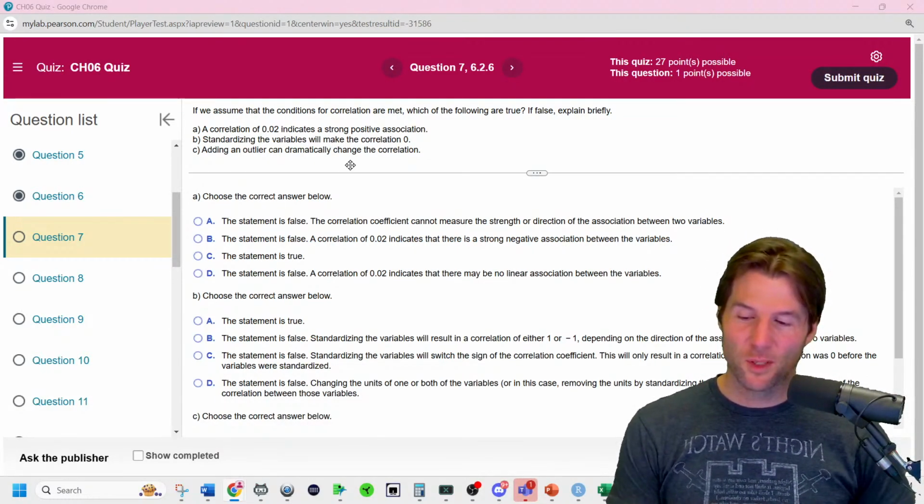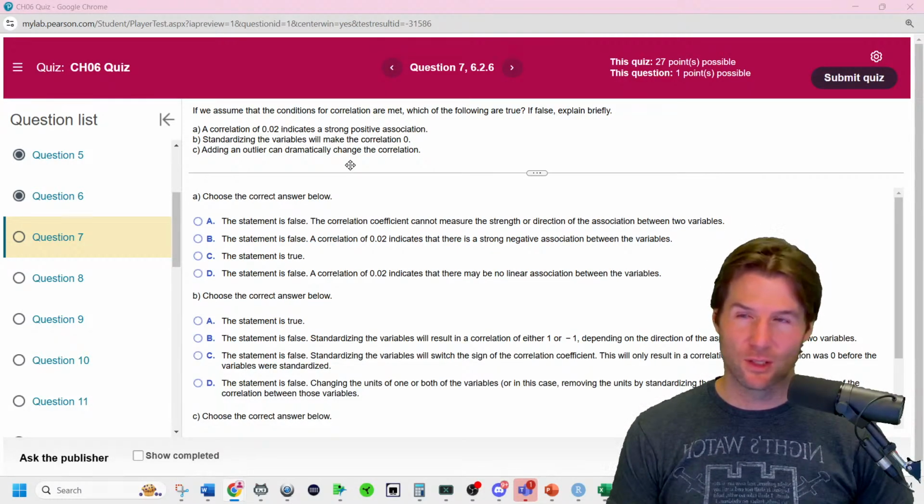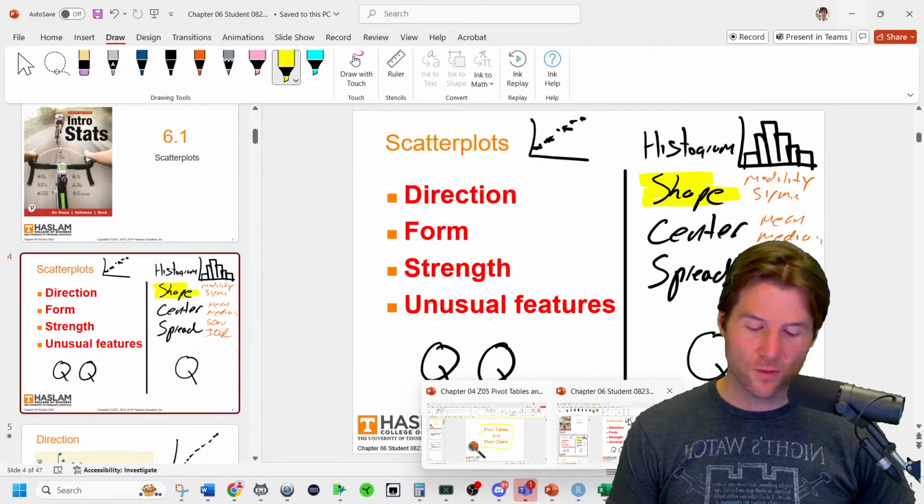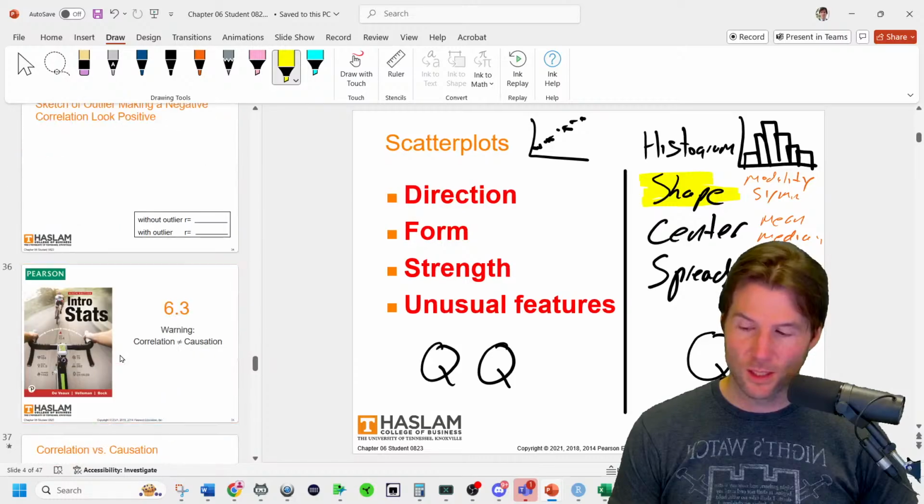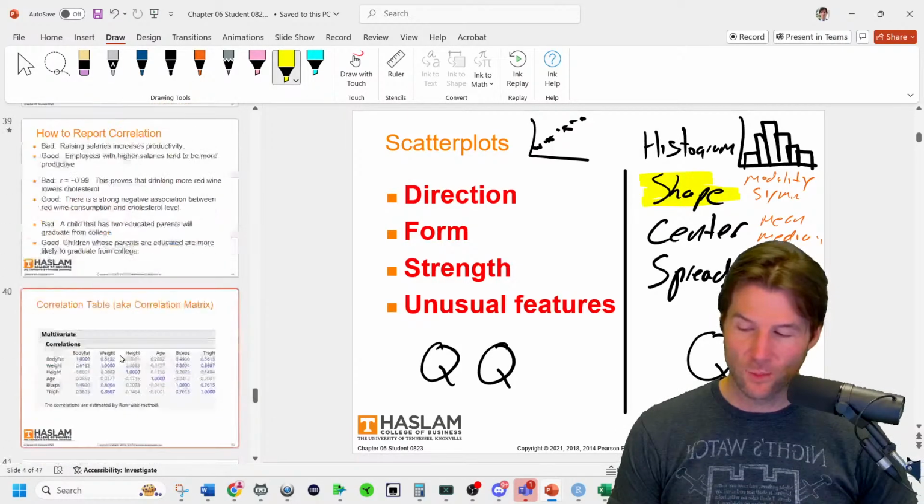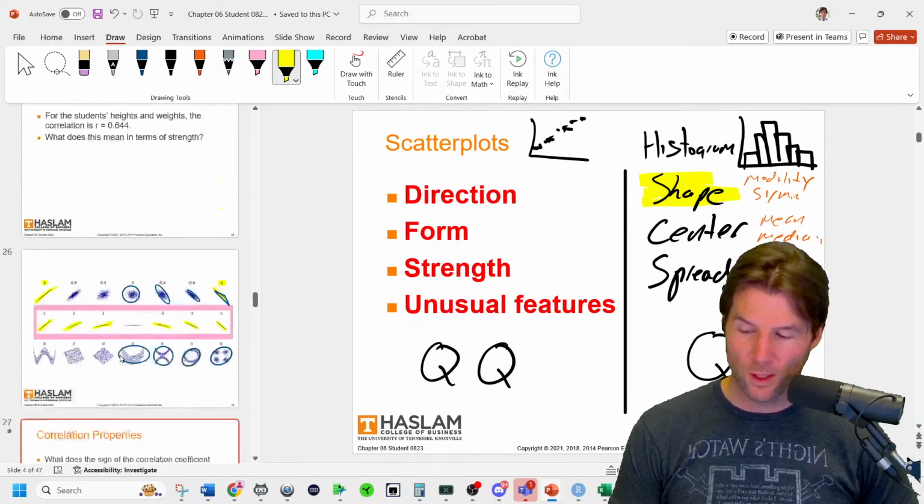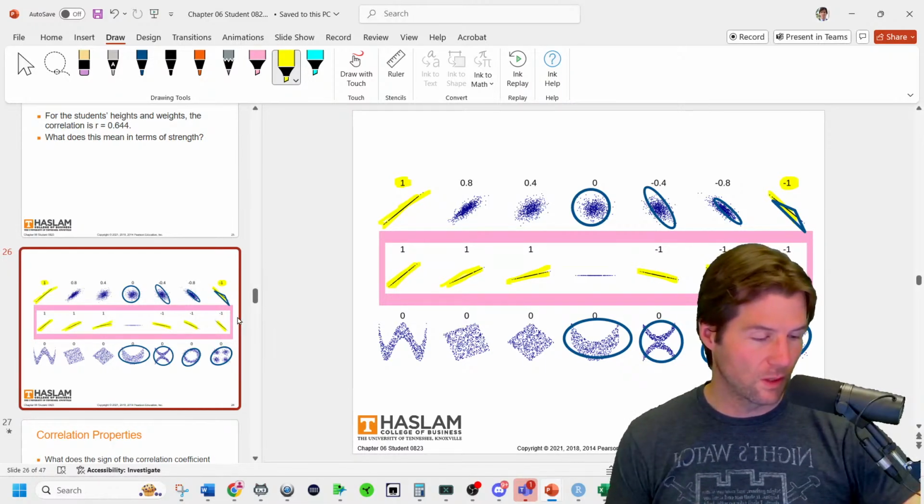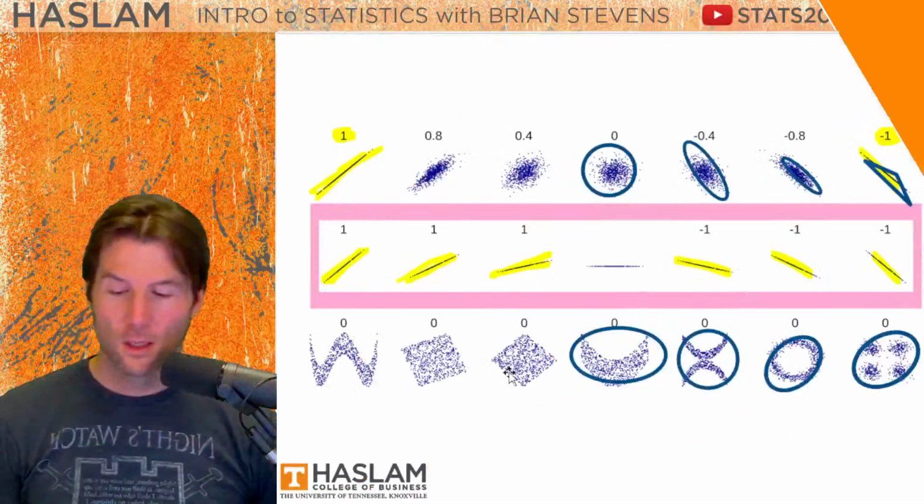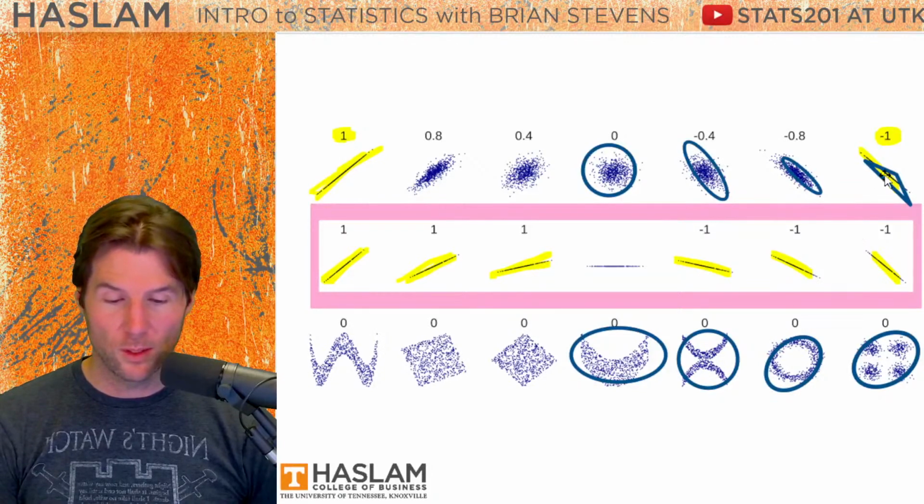A correlation of 0.02 indicates a strong positive association. No. Correlation has values that range between -1 and 1. These are the notes you want to have and the understandings you want. The correlation ranges between -1 to 1, where -1 to 1 are equally strong, you can see right here on this slide. We'll go to the main screen for this. -1 to 1 are equally as strong.